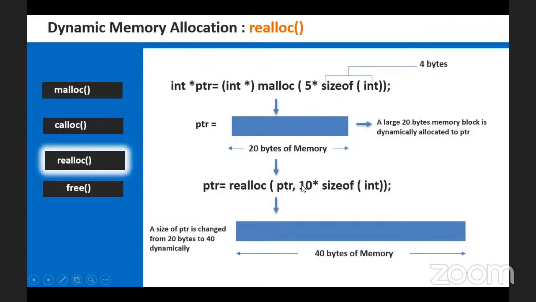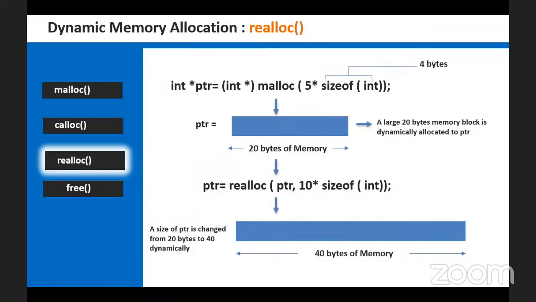I'm going to give the new size. Here, instead of 10 into size of integer, size of int is 4, totally 40, right? Directly you can also give 40. Simply, you can give ptr comma 40. That means you are reassigning the new size to this pointer. Now this pointer has changed the memory location from 20 to 40 bytes. The size of the ptr is changed from 20 bytes to 40 dynamically. So I hope you understand how we can increase the size of the memory which is created by malloc. After that, you can resize the memory with the help of the function called realloc.